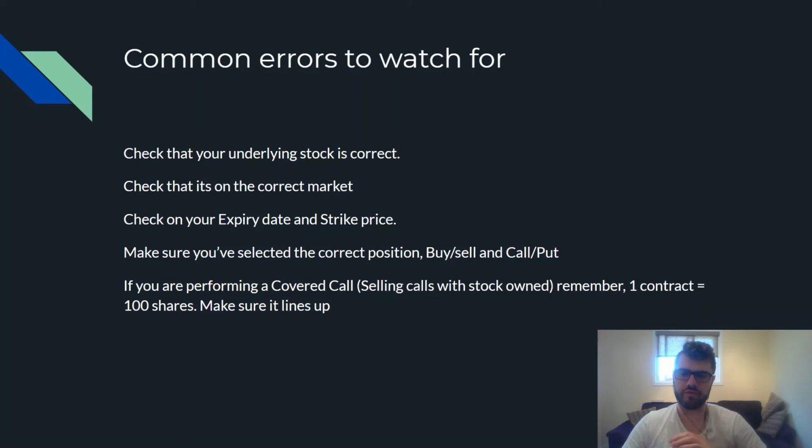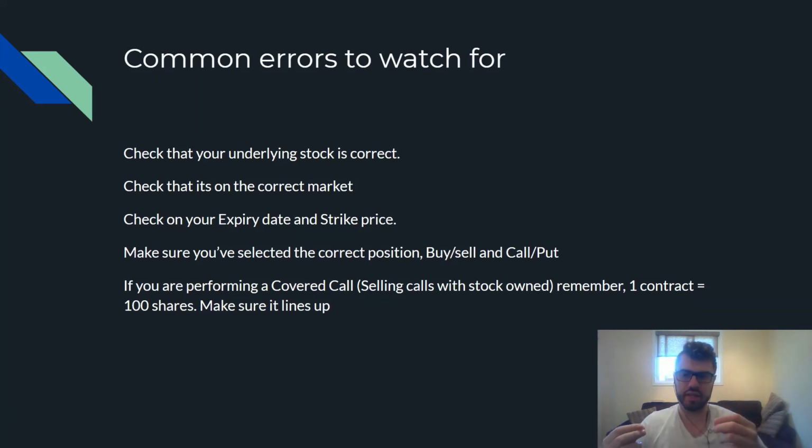So these are the top 5 common errors that I've seen. Check that the underlying stock is correct. There was a crazy scandal at the beginning of the pandemic where people were trading Zoom and typing in Zoom as the ticker, when really the ticker is ZM. So make sure you are putting in the correct ticker for your stock. If you don't know your ticker, just write it out. It'll give you a suggested list and you can pick from there.